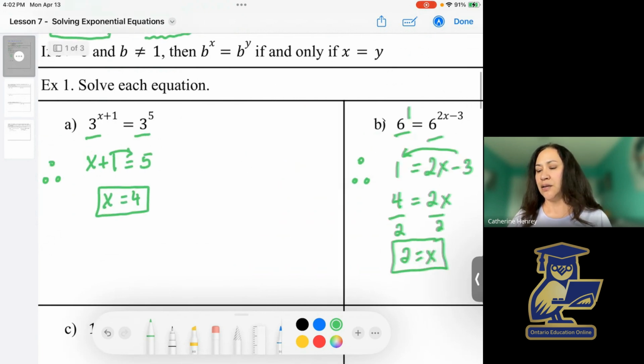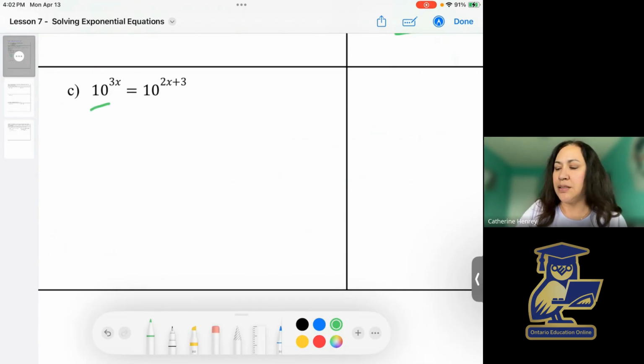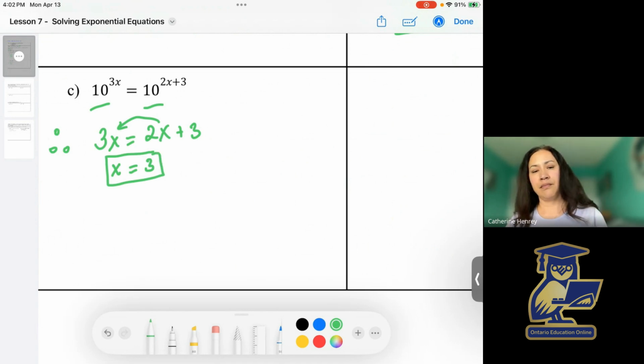Moving on, let's take a look at C, another example where we have the same base. That property of equality allows us to take the exponents and set them equal to each other. So 3x is equal to 2x plus 3. Solving this linear equation, we can just move that 2x over, and end up with x equals 3. So that is solving an exponential equation that has the same base.